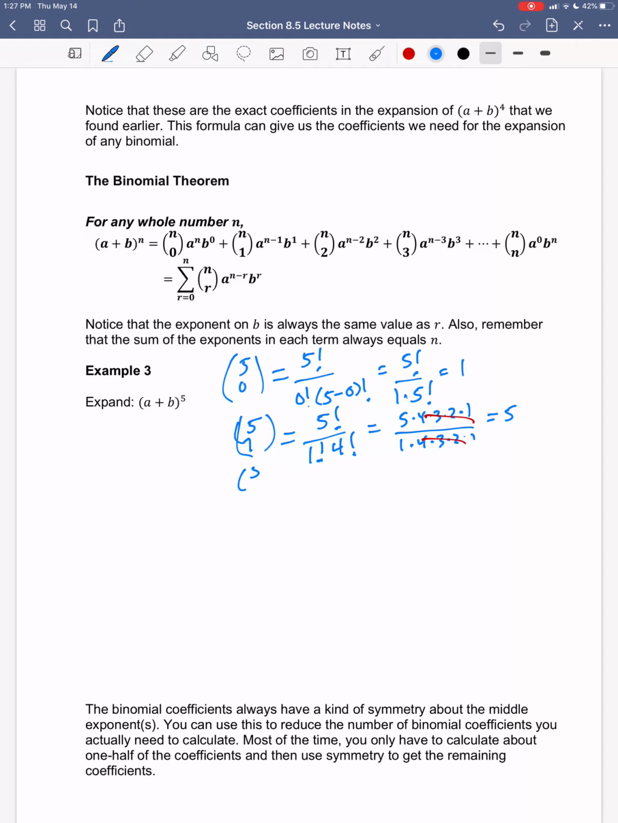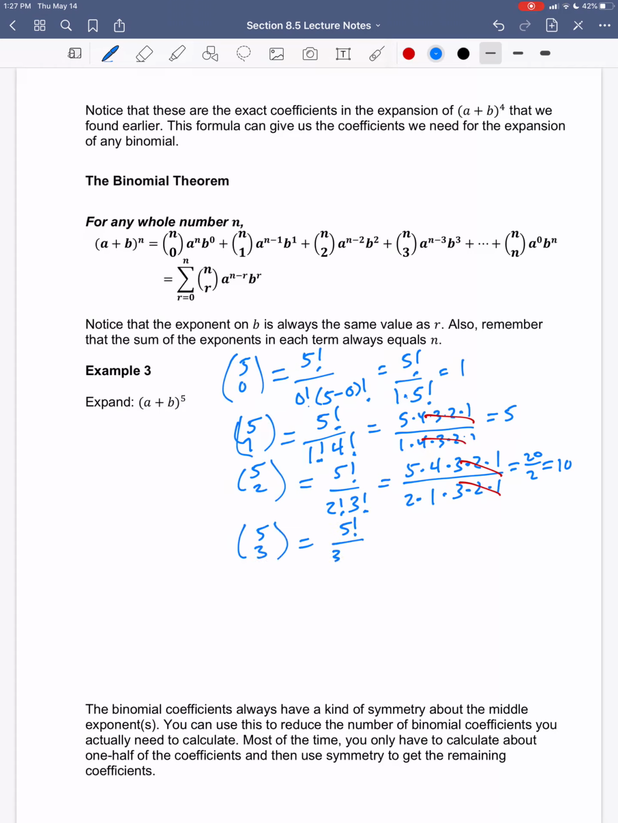If I do 5 choose 2, that's going to be 5 factorial over 2 factorial and then 3 factorial. 5 times 4 times 3 times 2 times 1. We get 2 times 1 and then 3 times 2 times 1. So we get 20 over 2, which is 10. And now, what's interesting here, eventually this is always going to happen.